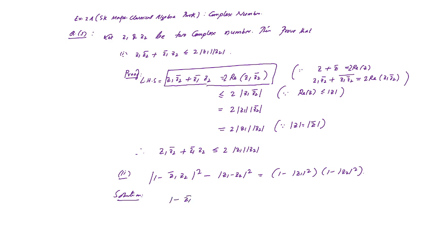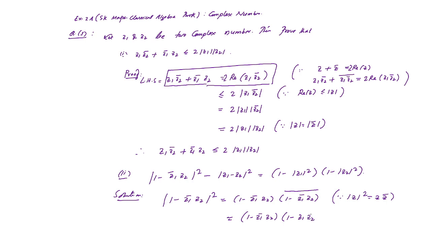So |1 minus z1 bar z2| modulus square, we can write as (1 minus z1 bar z2) multiplied by (1 minus z1 bar z2) whole conjugate. Because we know the formula mod z square is equal to z times z bar. Here you can use this, recall our formula. And now you will write it as (1 minus z1 bar z2) multiplied by 1 minus, the conjugate of z1 bar, whole conjugate, so it will be z1, and z2 conjugate.